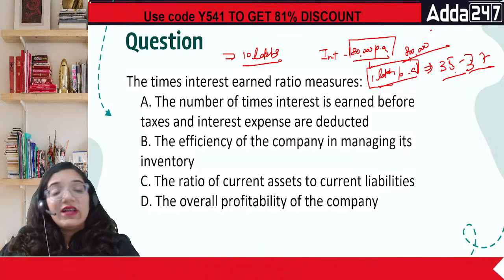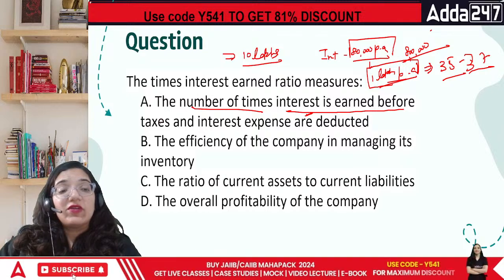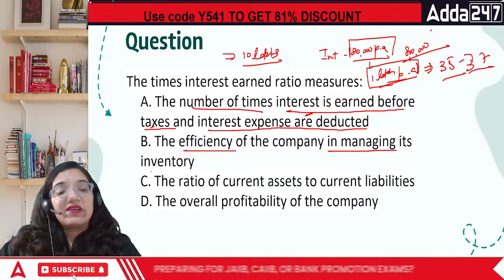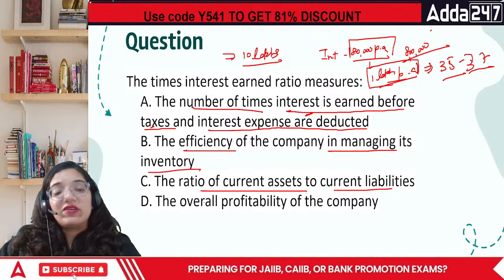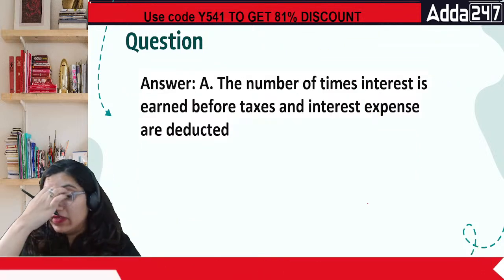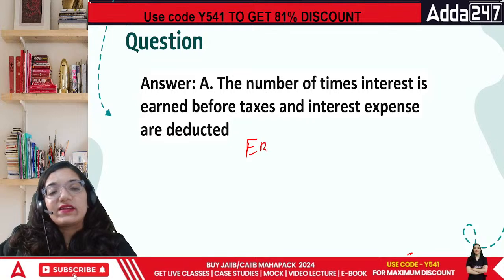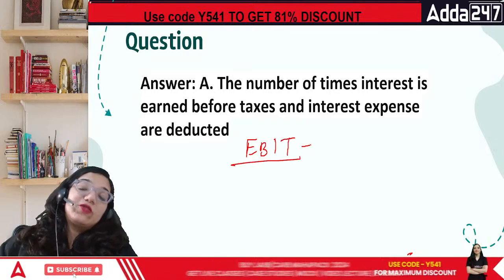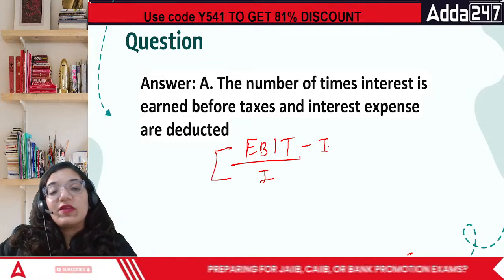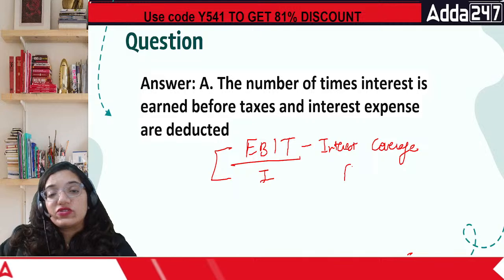The times interest earned ratio is the number of times interest is earned before taxes and interest expense are deducted, the efficiency of the company in managing its inventory, the ratios of current assets to current liabilities, or overall profitability of the company. In this case, what's going to be the answer? This is the number of times this is actually earning before interest and tax. If you haven't paid any interest, if you haven't paid the tax yet, what amount of money do you possess? Higher, EBIT upon I. This is the formula for interest coverage ratios.